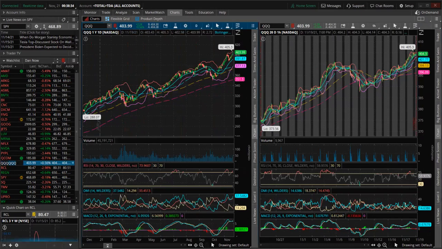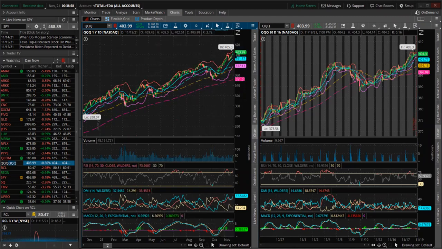Let's look at QQQ, representing the movement of Nasdaq 100. Again, similar to SPY, it's very bullish. The 20-day moving average is above the 50-day moving average, which is above the 100-day moving average, the yellow dashed line, and which is above the 200-day moving average, which is the red dashed line.